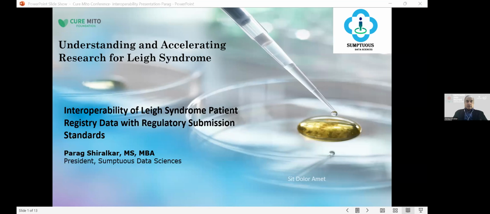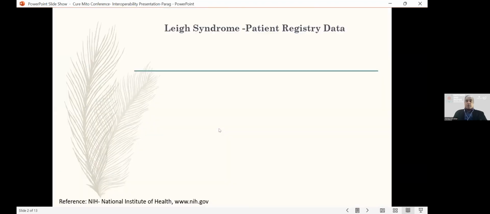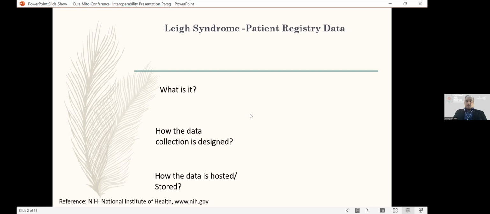Real quick, I just wanted to mention that this presentation is essentially the follow-up of what Sophia mentioned about the patient registry, and then Rhonda talked about the CDISC standards. What we are trying to do here is apply the CDISC standards to the patient registry data, keeping the mechanism of interoperability ready. So I will do a quick recap of what patient registry data is, how the collection is designed, and how the data is stored or hosted.